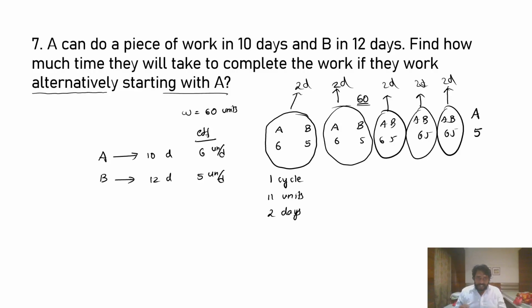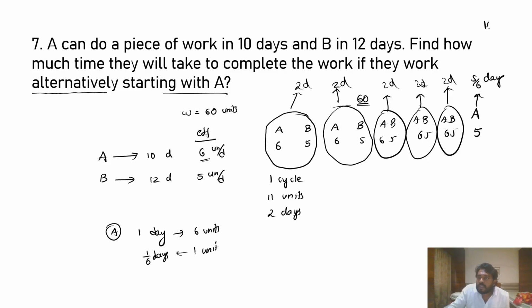Now A is capable of doing 6 units in a day. So one day, 6 units. So 1 unit, how much time? It is obviously 1 by 6 days. 2 units, 2 by 6. 3 units, 3 by 6. Similarly 5 units, it would be 5 by 6 days. So the answer would be 2 times 5, 10, plus 5 by 6, which is 10 and 5 by 6 days. This is the answer.